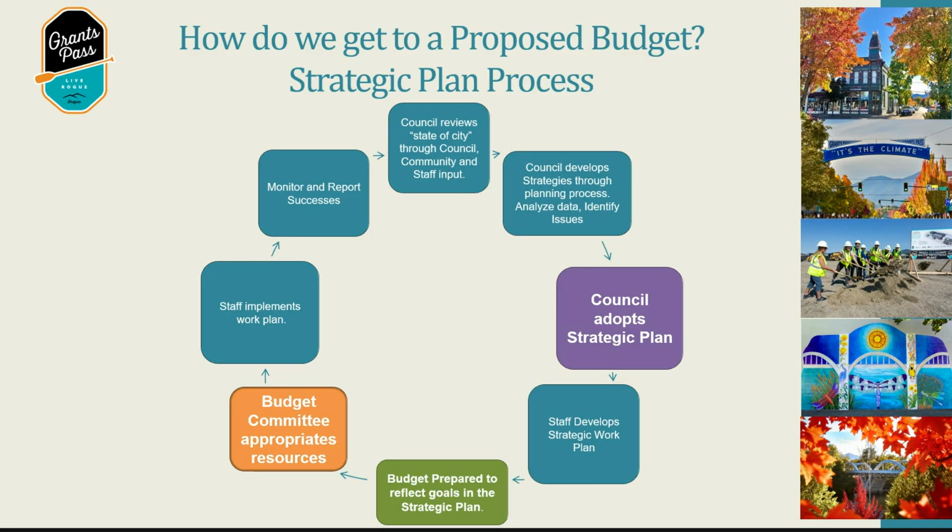So there's a system in place that gets us to where we are today and gets us to where you will be at your first budget committee meeting. City Council reviews the state of the city through having discussions with all the advisory committee chairs, through discussions with staff, and through input from the public. We develop our strategic plan, providing direction through that process.